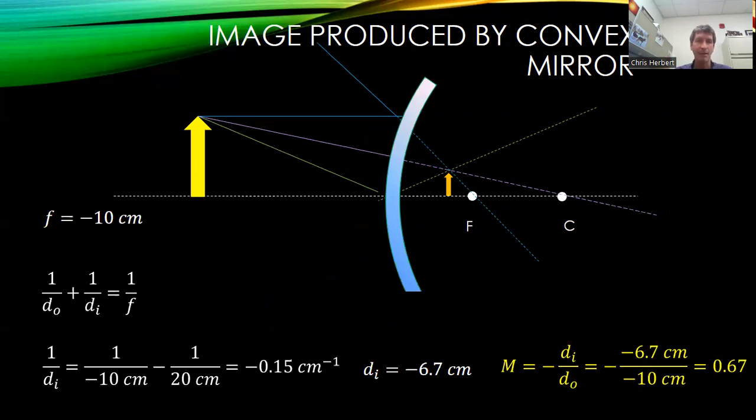Before, our concave mirror was 10 centimeters, so we're just flipping to the opposite side of that radius of curvature. We place the object at 20 centimeters. It gives me an image distance of -6.7 centimeters. Again, the negative indicates that I'm on the other side. Okay, I'm on the virtual side. And finally, the magnification is 0.67. You'll always get less than 1 here.